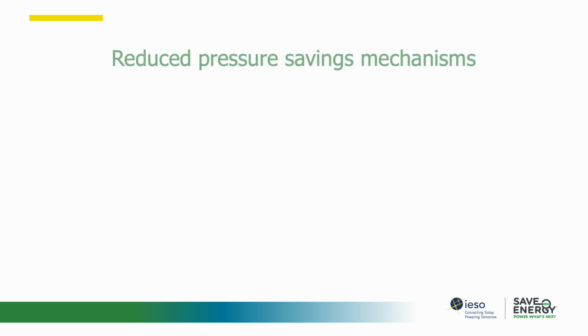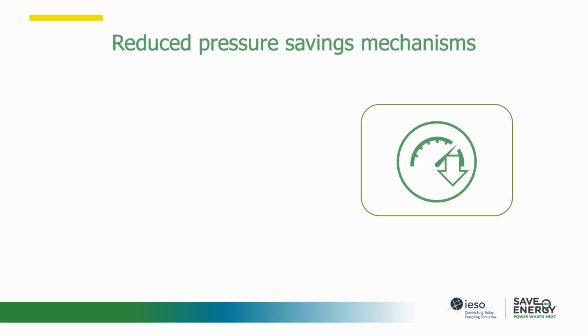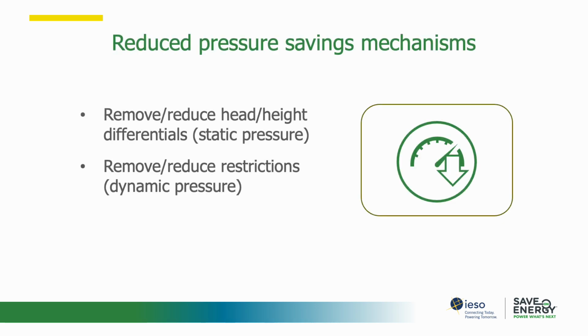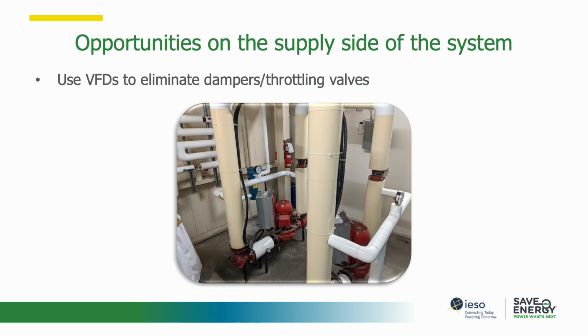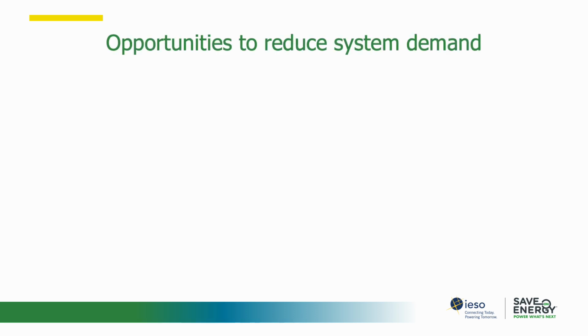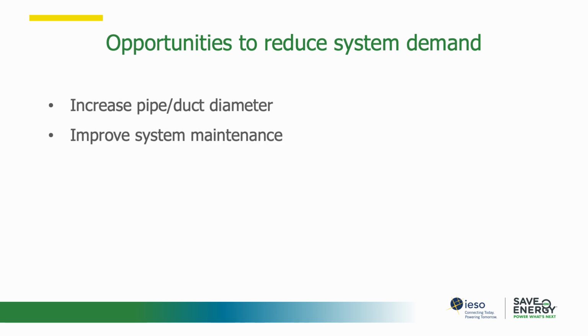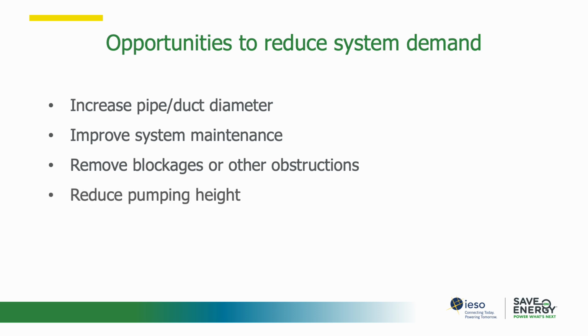The second savings mechanism is reducing pressure. This includes both the static pressure and dynamic pressure of your system. There are opportunities to reduce pressure on both the supply and demand sides of the system. To change the supply side system pressure, you can use VFDs to eliminate dampers and throttling valves. To reduce the demand side system pressure, you can increase pipe or duct diameter, clean or replace filters, or remove blockages or other obstructions. Look for ways to reduce friction in the system. You may also be able to reduce static pressure by reducing how high fluids need to be pumped.